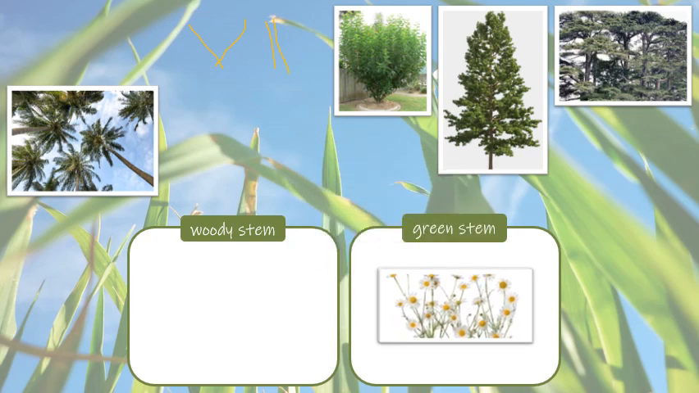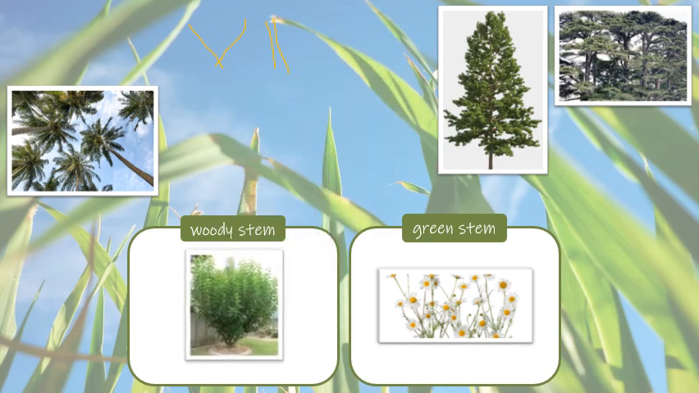Let's take a look on the bush. Does it have flexible green stems or strong woody stems that help it stand the way it's standing? This bush has woody stems. It has many woody stems. If you can see this, these lines are browny. They are made of wood, and this bush has many woody stems.